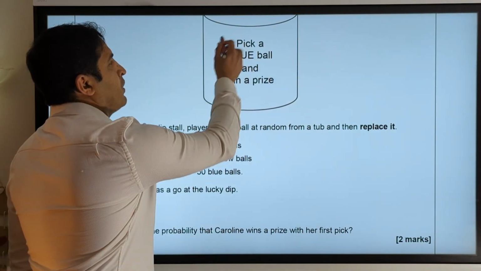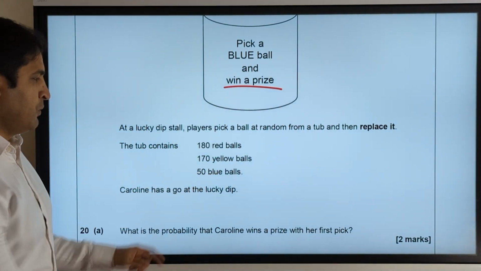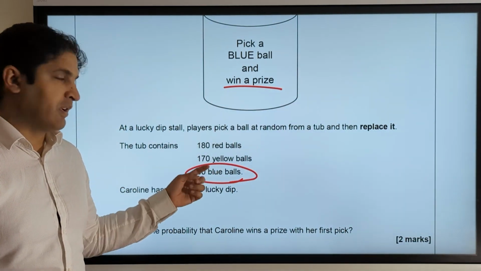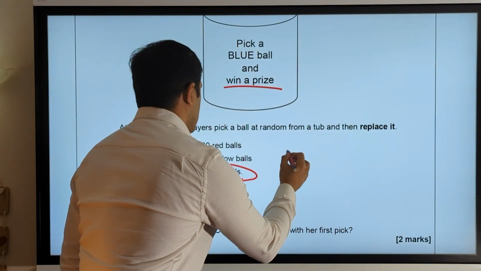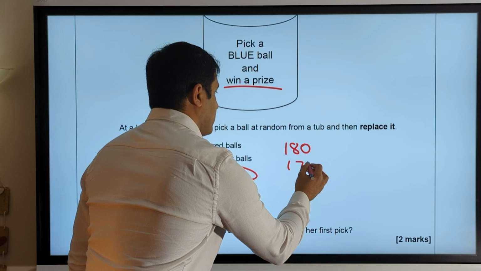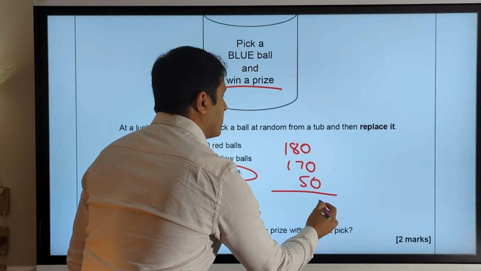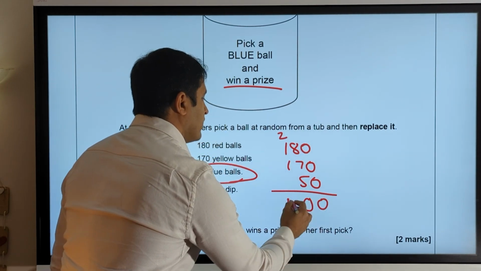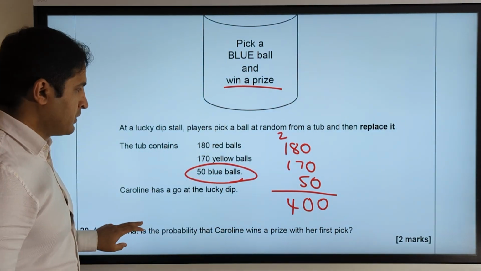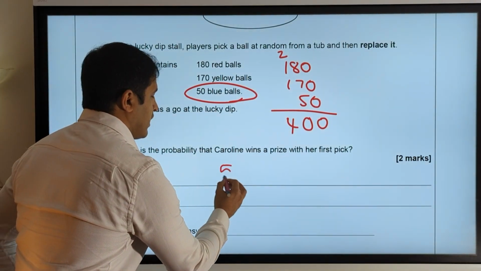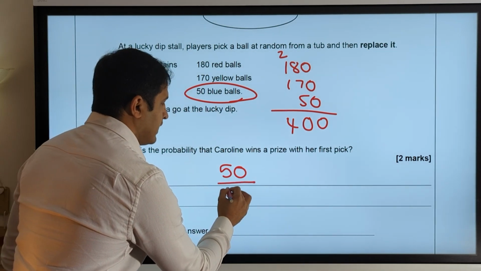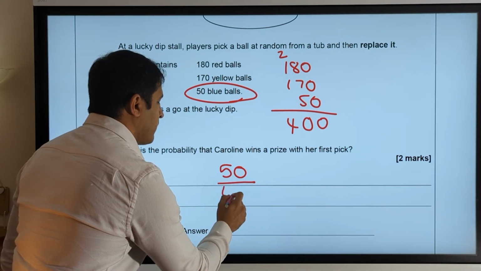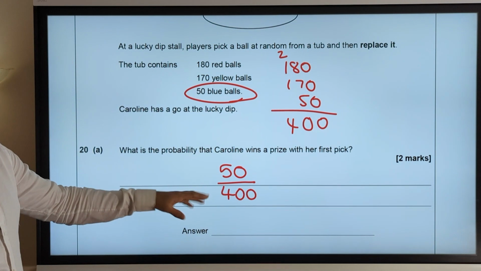So if you pick a blue ball to win a prize, how many blue balls are there? 50. So we've got 50 chances of winning, but out of how many? So we need to add them all together. So we've got 180, add 170, add 50. So altogether we will have 400 balls. So then out of 400 balls, you can win on 50 of those. So the probability that Caroline can win is 50 out of, not 200, 50 out of 400. Okay. That's the chance that Caroline can win.